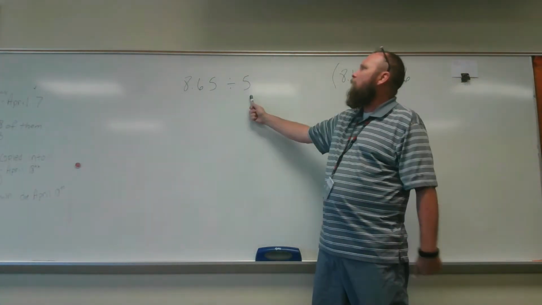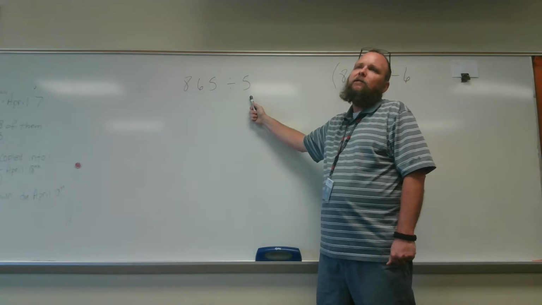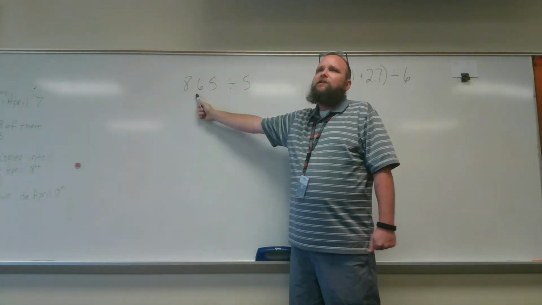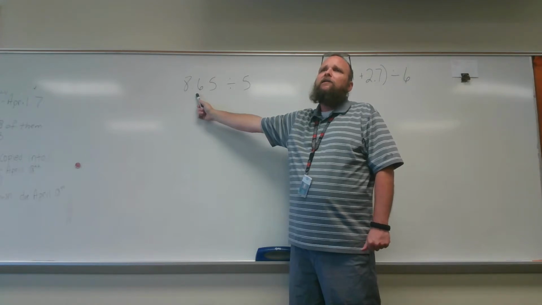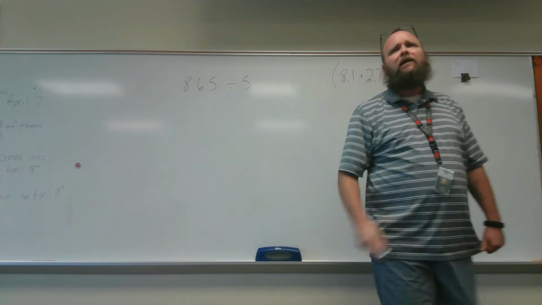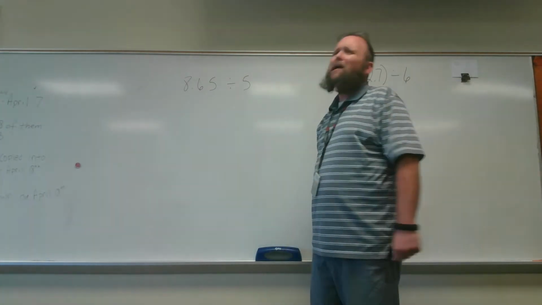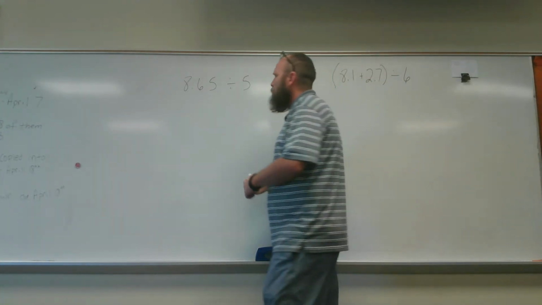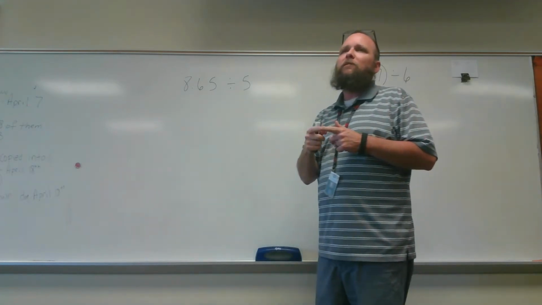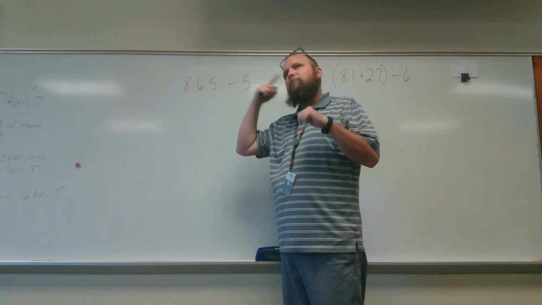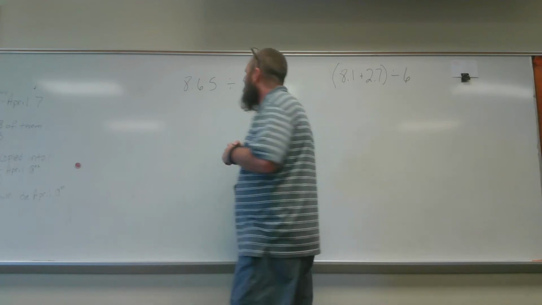Jamie, the 5 is called the divisor. The 8 and 65 hundredths is called the dividend. Excellent. And we're trying to find the quotient. Man, you are sharp, Jamie. Not like a knife or something like that. Sharp, being smart and stuff.